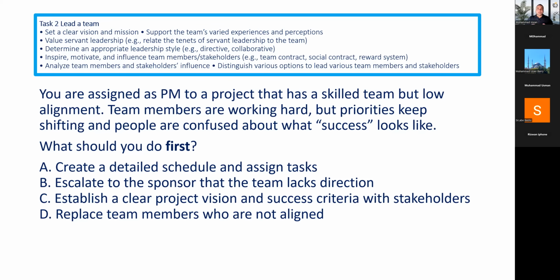So today's task we are going to explore is task 2 of the people domain, where the task name is lead a team. As a project manager, we know that whether we are working in predictive lifecycle or adaptive lifecycle, we have to be a facilitator. We have to act as a servant leader.